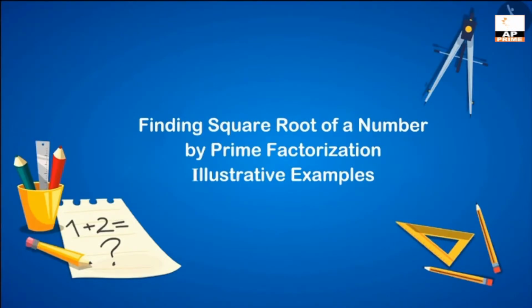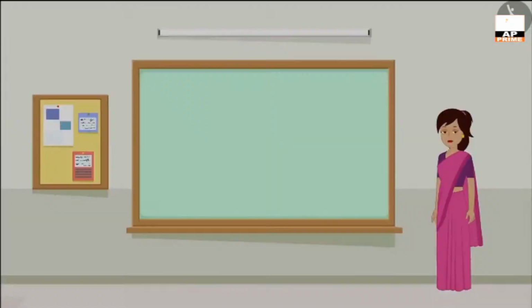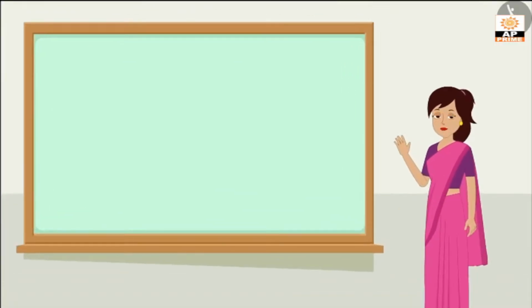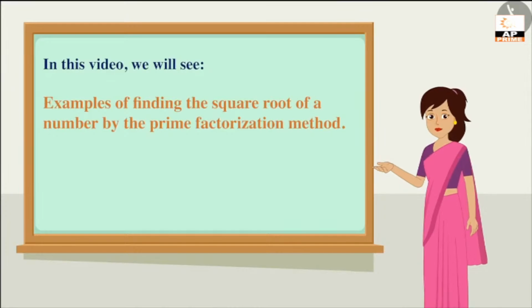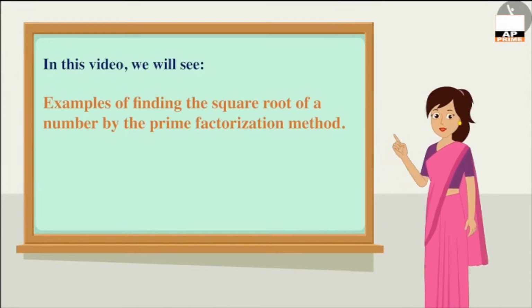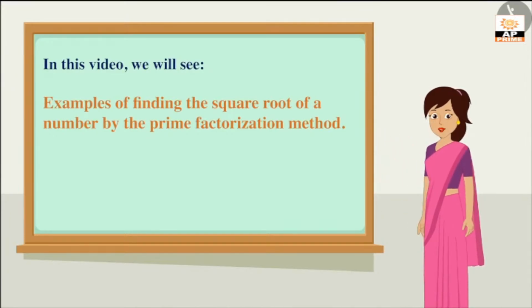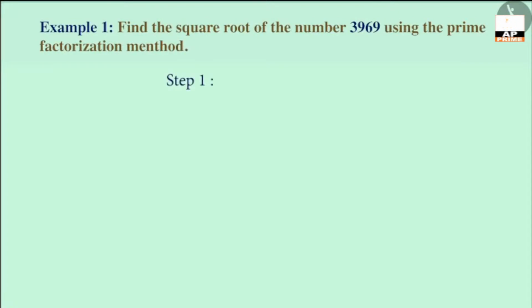Finding square root of a number by prime factorization, illustrative examples. Hello friends! In this video, we will see some examples of finding the square root by the prime factorization method. Find the square root of the number 3969 using the prime factorization method.